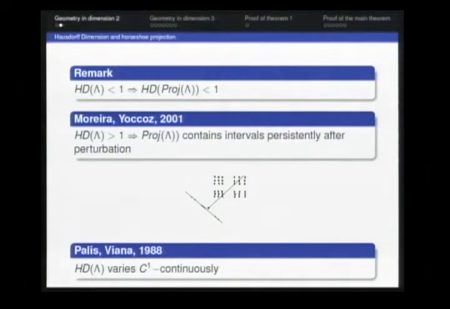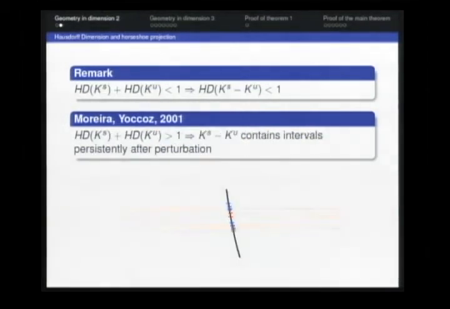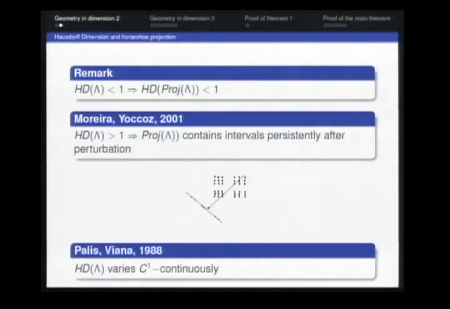But this is a relation. This is related also with this geometric description. And the arithmetic difference is the same as saying projection along this angle of 19 degrees. So if the Hausdorff dimension is less than 1, then the Hausdorff dimension of the projection is less than 1. And on the other side, if it is bigger than 1, then it contains an interval persistent after some perturbation.